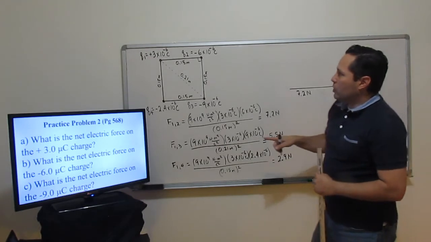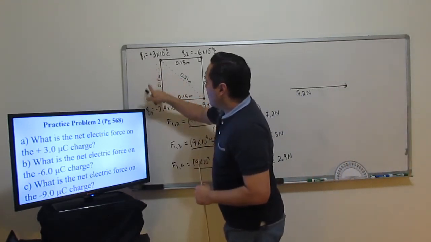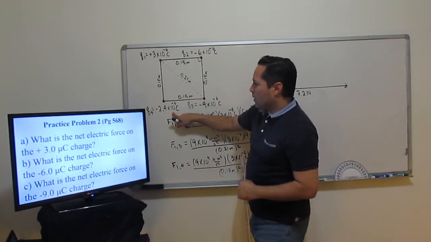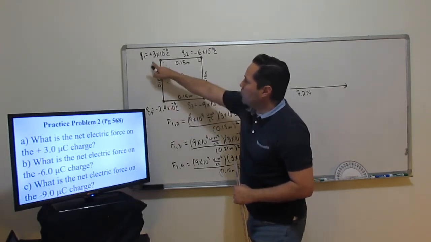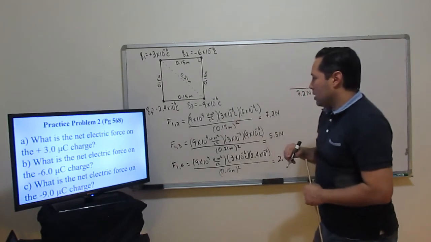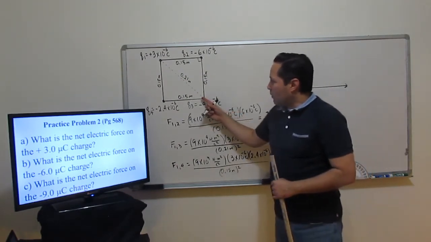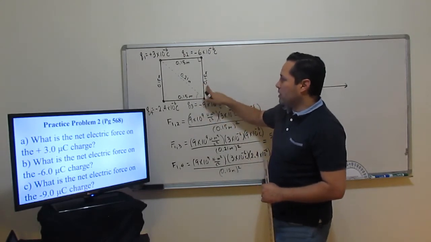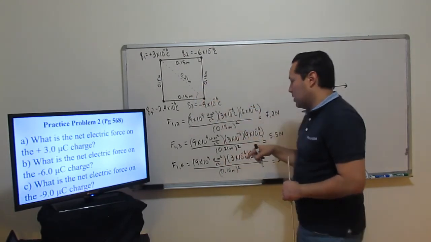Our next force is between 1 and 3. Let's do this one, it's a little easier to work with. Between 1 and 3, notice it's at a 45-degree angle. I know that because it's half of this angle, which is 90, so it's at 45 degrees.